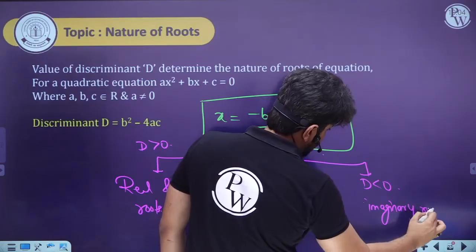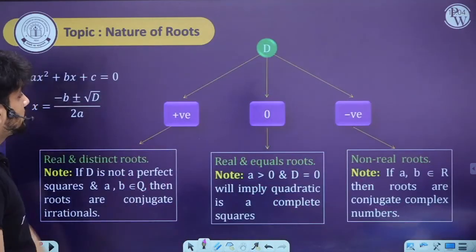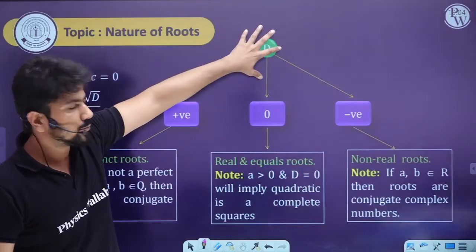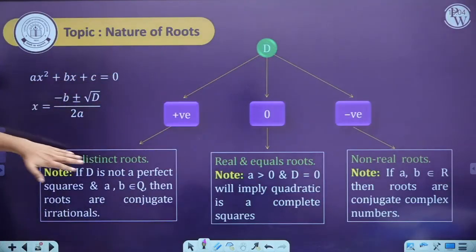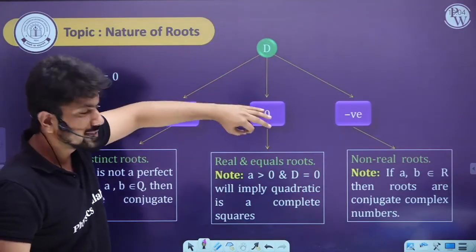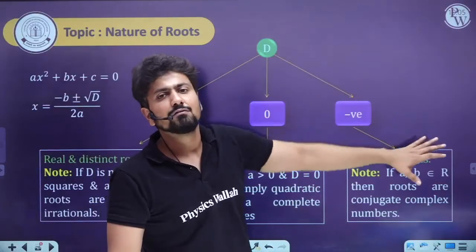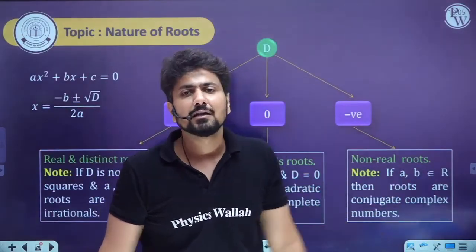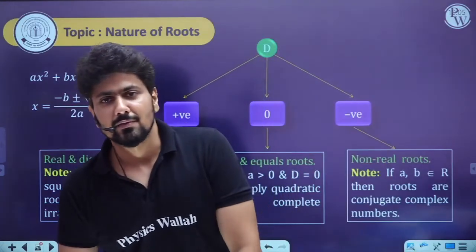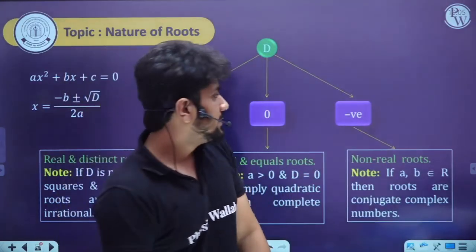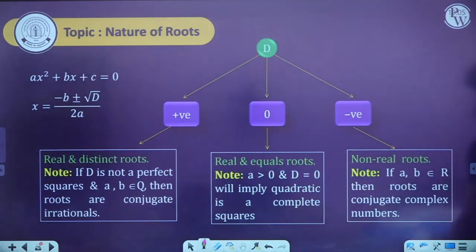That's the thing. As you can see, we have written this entire thing over here. It all depends upon d. If discriminant is positive, we are getting real and distinct roots. If discriminant is 0, we are getting real and equal roots. If discriminant is negative, we will be getting non-real, or we can say imaginary roots. These are the nature of the roots, which is all dependent upon the discriminant.